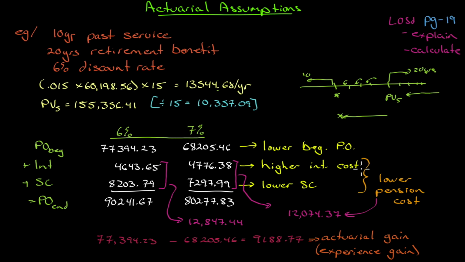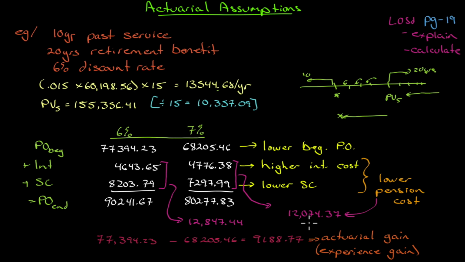The combination of these two together gives us a lower pension cost. Higher interest cost, but lower service cost. Since we're discounting back over such a large period of time, the discount overpowers the 1 year forward interest cost that we have. We have lower pension cost. Our pension cost at 6%, if you had these two components, was 12,847. Our new pension cost is 12,074.